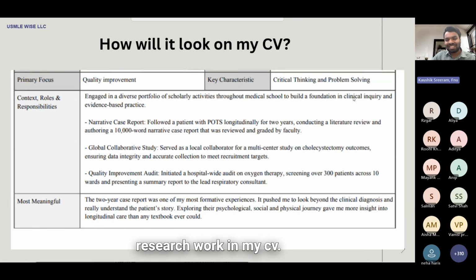How to write this research work in my CV. That is your number one issue. Let's have another volunteer. Who wants to volunteer? Can someone raise their hands?